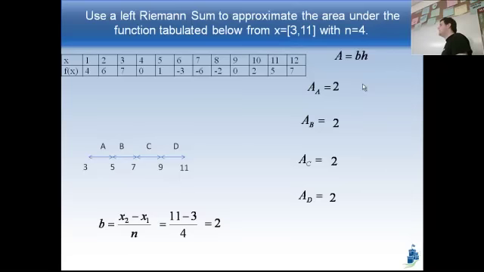This is a left Riemann sum, so I should be using the function value on the left side. So for A, what am I doing? F of what? F of 3, which is 7. Right. So that's what I'm saying.